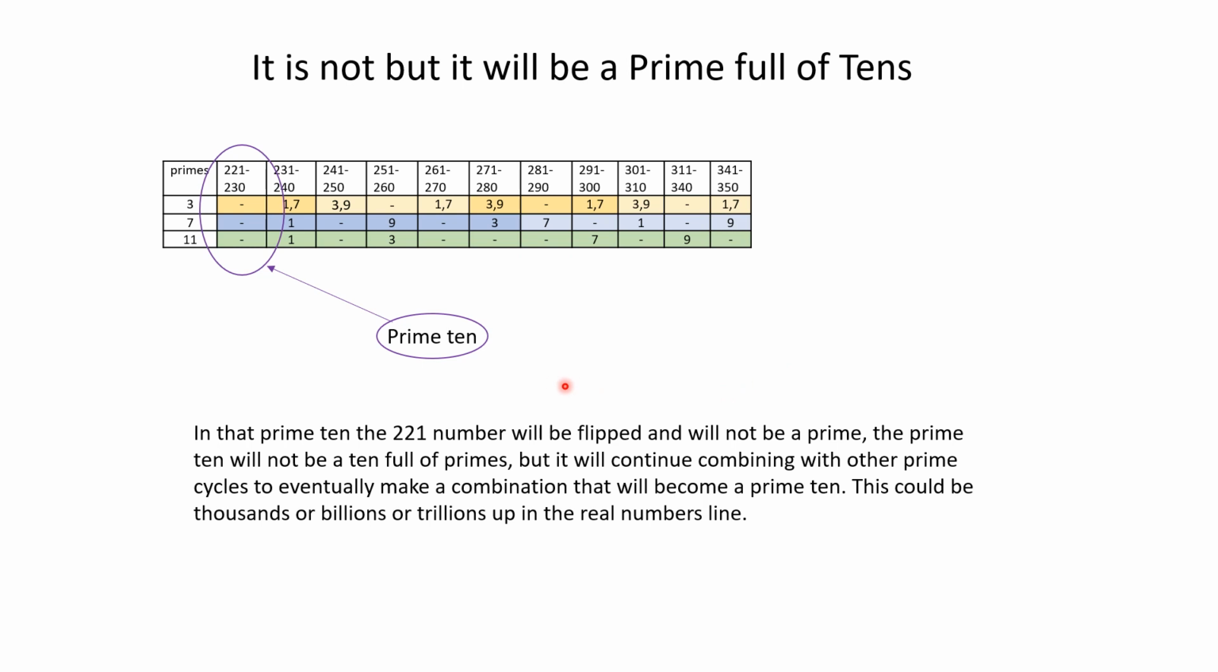In the cycle from 3 through 11, this will be a prime ten. But another cycle is going to come that will flip some of the numbers, so it will not be a prime ten. Anyway, this is going to be combined to form another prime ten. Doesn't matter, it's going to be flipped later. In that prime ten, the 221 number will be flipped and will not be a prime. The prime ten will not be a ten full of primes, but it will continue combining with other prime cycles to eventually make a combination that will become a prime ten. This could be thousands or billions or trillions up in the real number line.